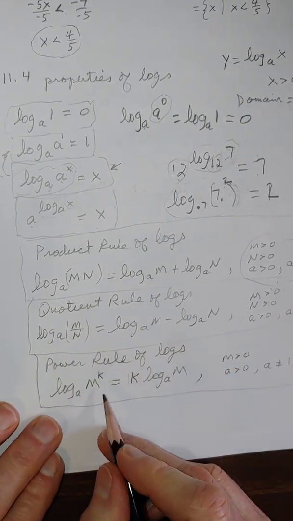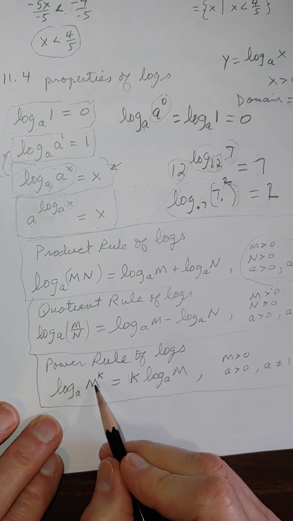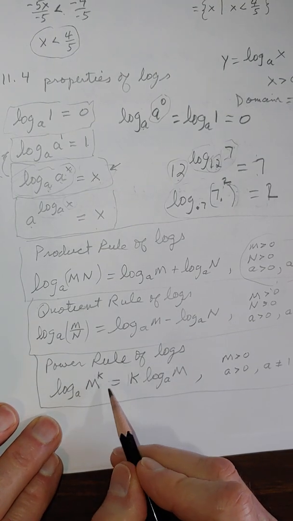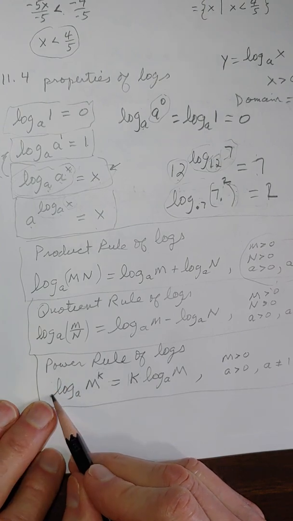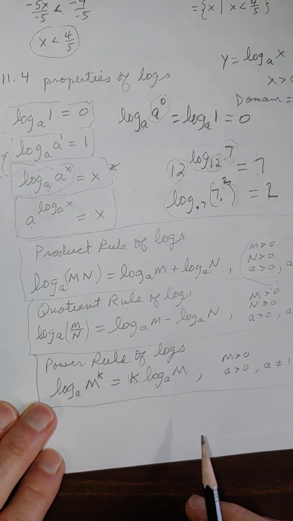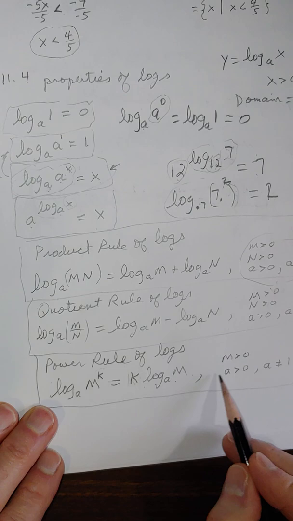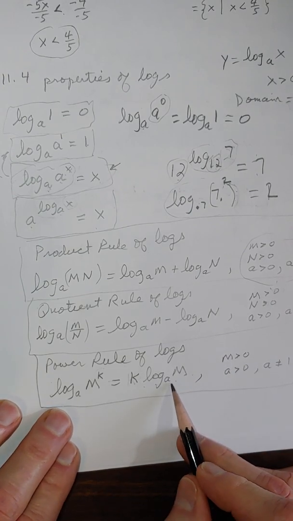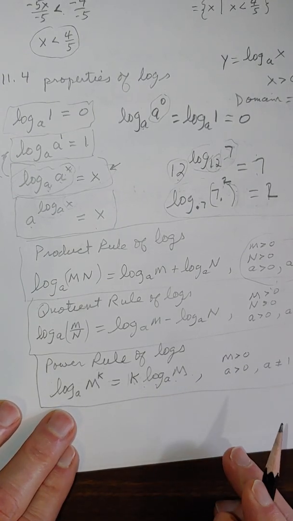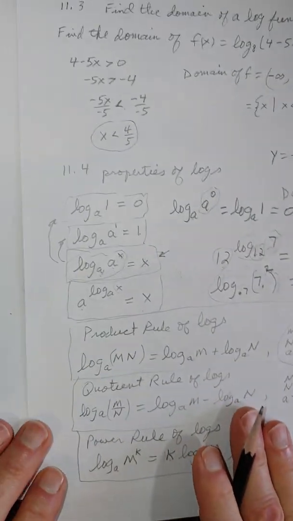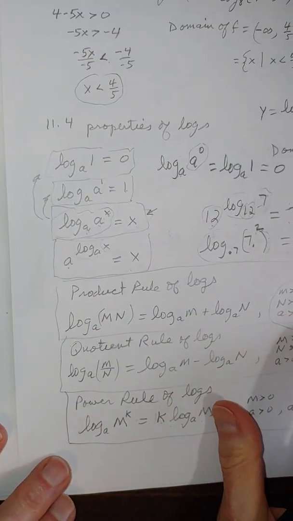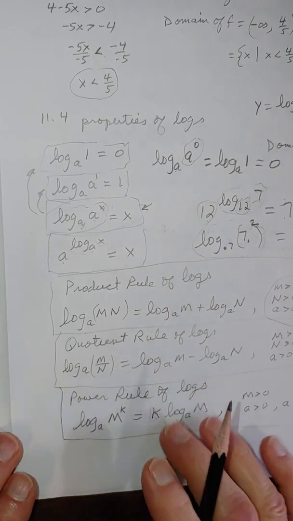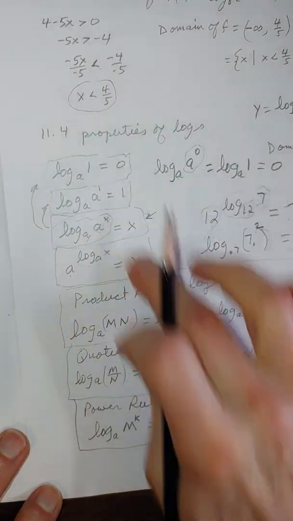Here's the power rule. If you have log base a of m to the kth power, you can bring this k down in front and multiply it by the log base a of m. Again, with those, m has to be greater than 0, a has to be greater than 0 and not equal to 1. Okay? All right, so you should know these properties. You should memorize them, especially if you're going to take more math, obviously, but memorize all of these.